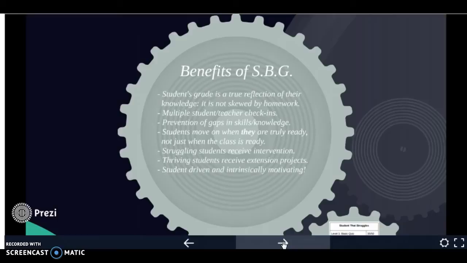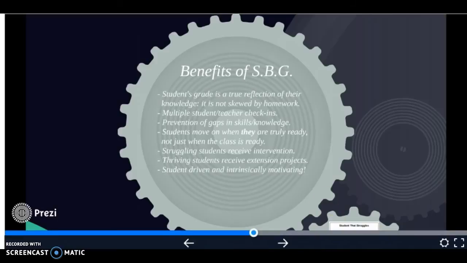It will also prevent gaps in skills and knowledge. Students move on when they are truly ready, not just when the class is ready. And struggling students will receive intervention, while thriving students receive extension projects. Standards-based grading is student-driven and has been proven to engage and motivate students.